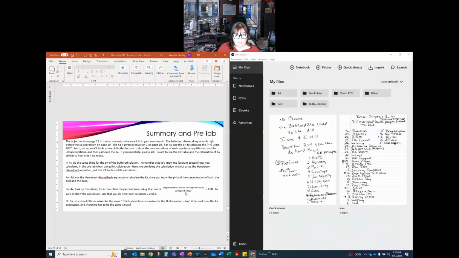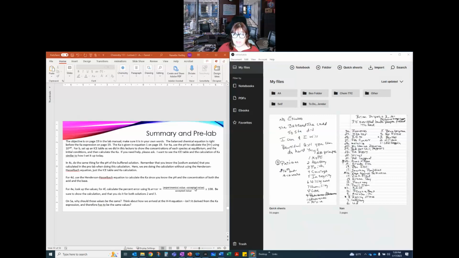You'll have your summary in pre-lab. Again, in your summary, the objective is on page 19. Make sure you've written that in your own words. The balanced chemical equation is right before the Ka expression on page 19. Ka is given in equation 1 on page 19. For 4a, use the pH to calculate the H+ using 10 to the negative pH.